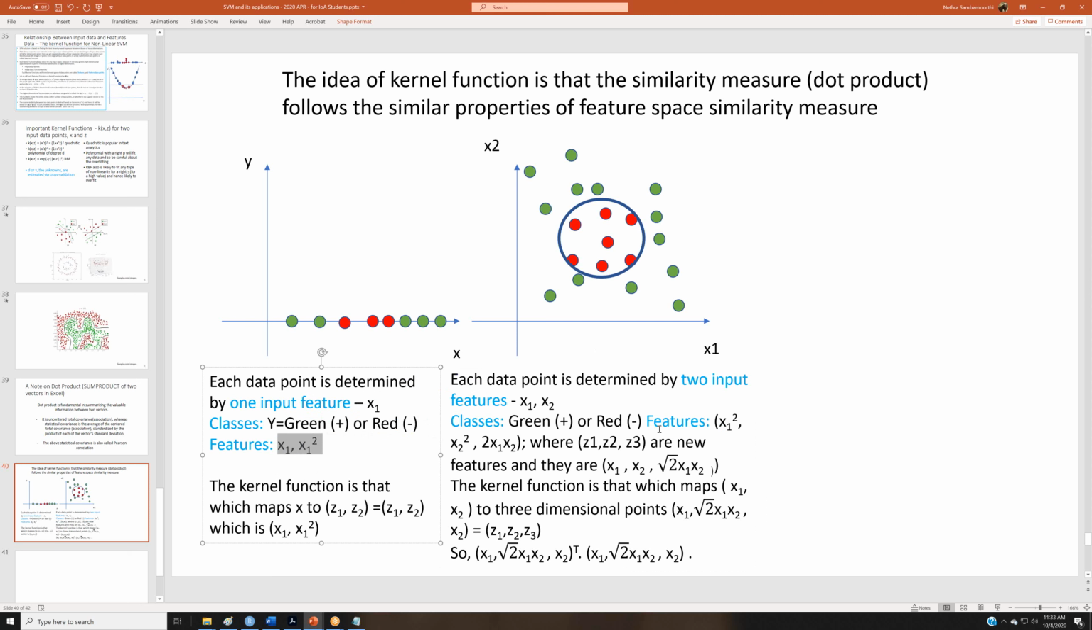Why it's a kernel, you can see again. Now the features are x1 square, x2 square, 2 times x1 x2. That is the total collection of features. Now each one is called z1, z2, z3. The kernel function maps x1, x2 to 3-dimensional data points. I would rather say this should be x2.